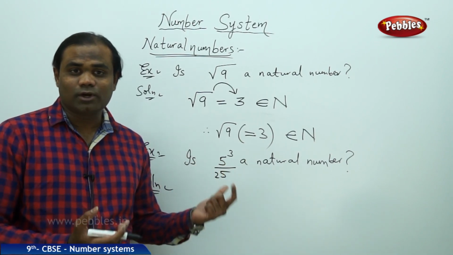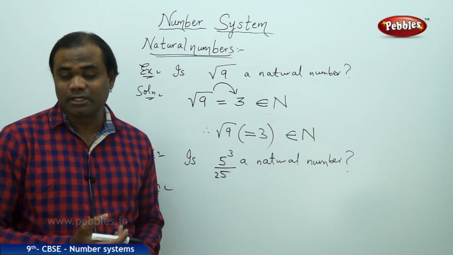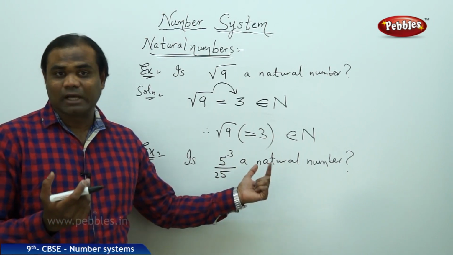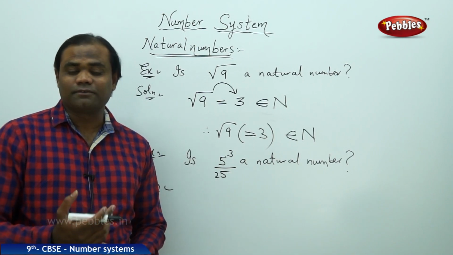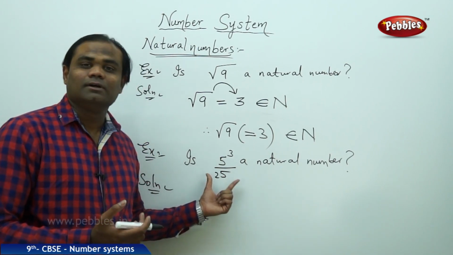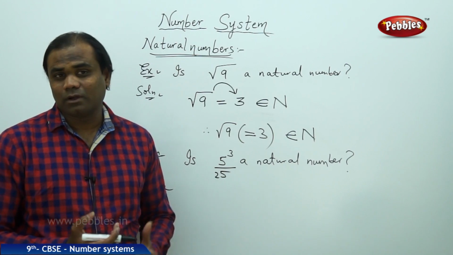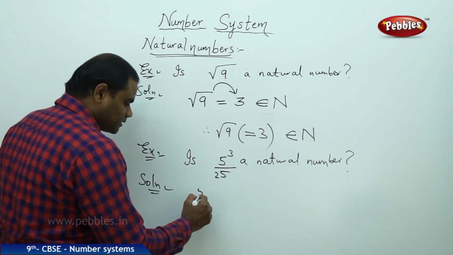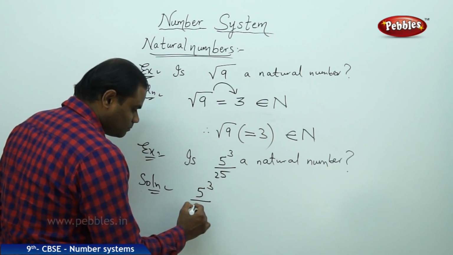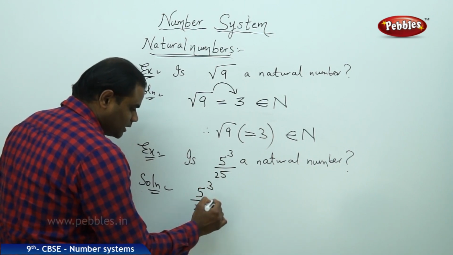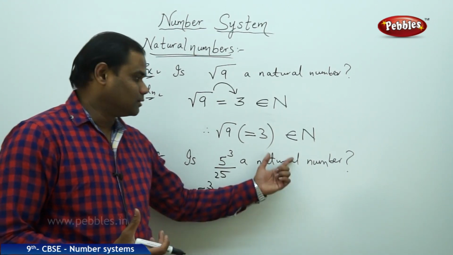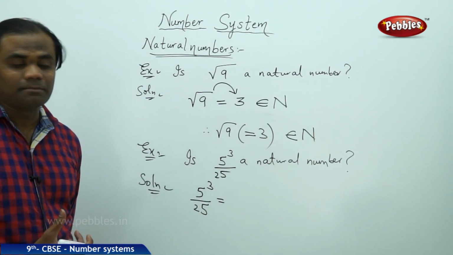So the first thing I do is try to reduce this to the most simplified form, and then I get to identify the final justification of whether this number is a natural number or not a natural number. So let me take the given problem, 5 cubed by 25, and try to simplify this further and then justify on this natural number concept.